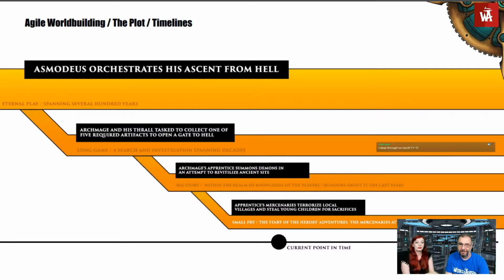So here we have 4 sentences. The 4 sentences are, Asmodeus orchestrates his ascent from hell at the top. That's a big old plot. That's centuries worth of work. That needs a project manager if I ever saw one.